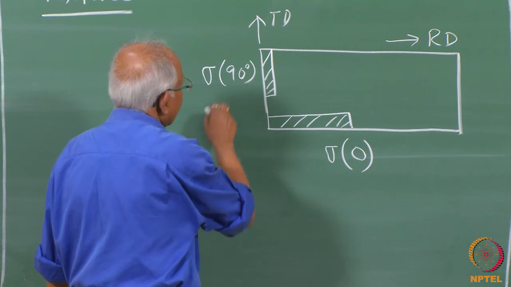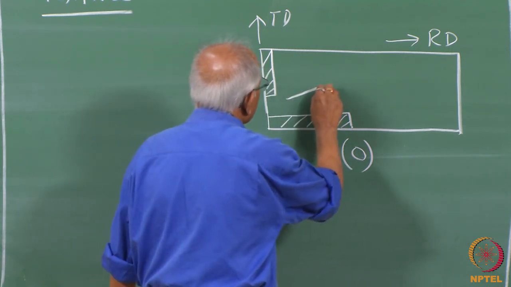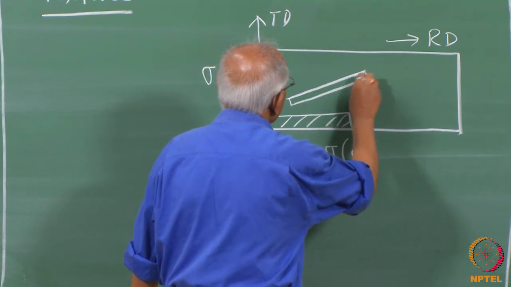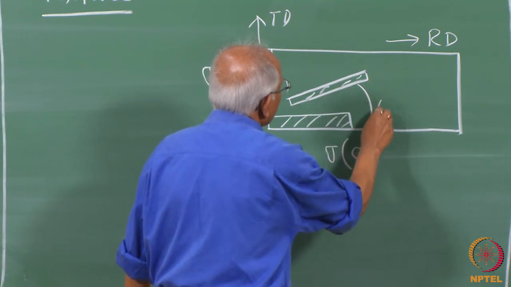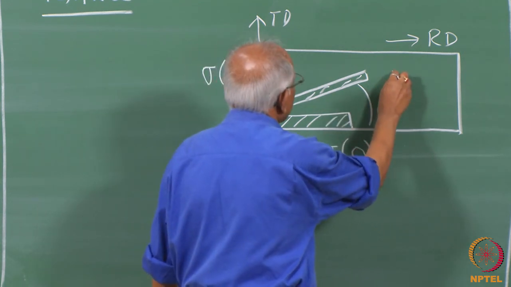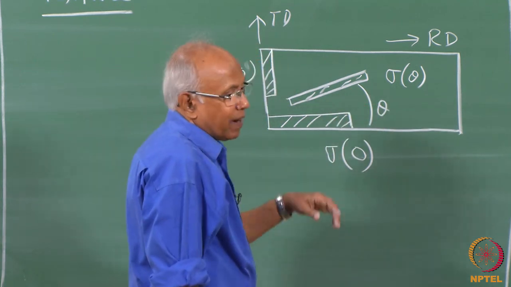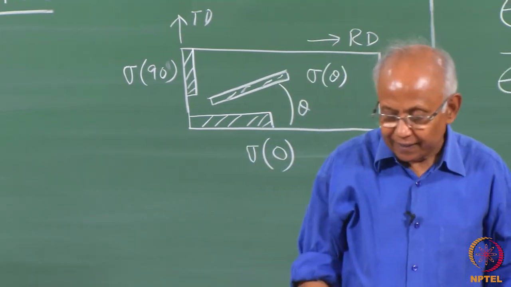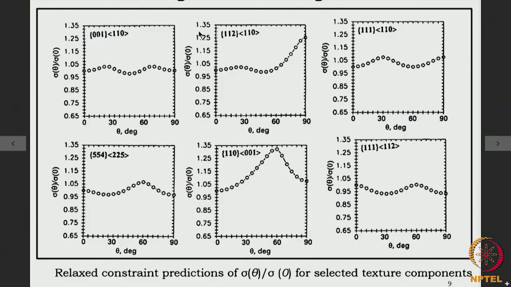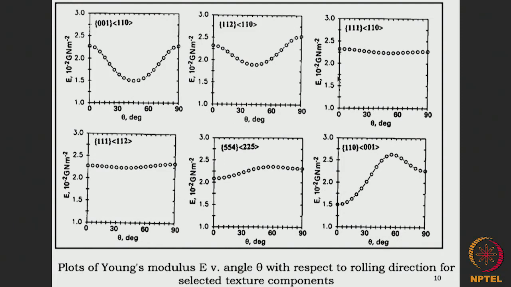So if we take any other direction, say this direction making an angle theta with the rolling direction, then we call it sigma theta. So what we have done, we have divided sigma theta by sigma 0, and that value has been plotted against theta for differently textured materials, as you can see over here, and you can see how they vary with theta and with different texture components. Finally, I will show you a case where we have plotted Young's modulus versus theta for differently textured material.